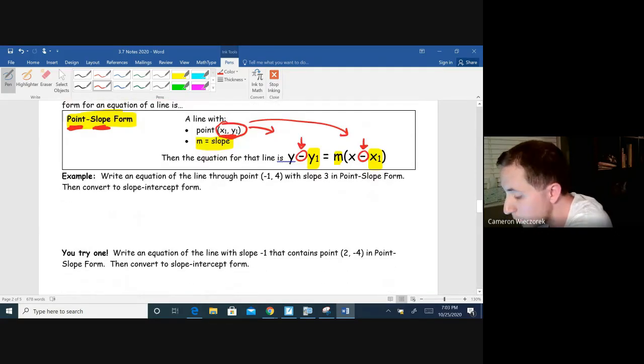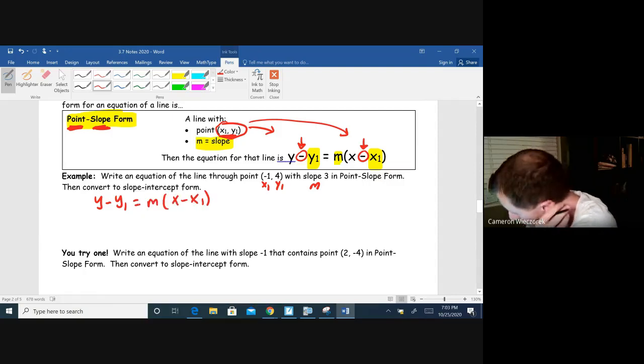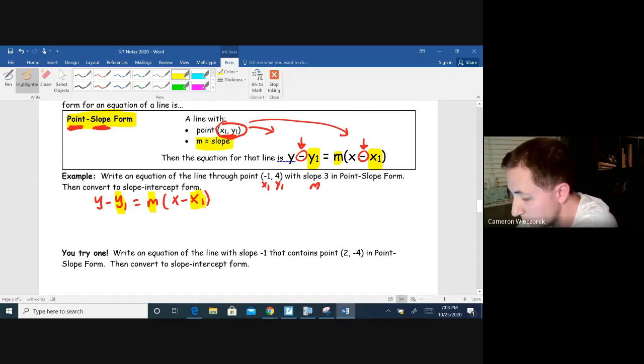So for example, if I want to write an equation of a line that goes through the point negative 1, 4 and has a slope of 3 in point slope form, first thing I'm going to do is label x1, y1. They gave me a point, and they told me the slope is 3, so that's m. I'm going to write point slope form first. Y minus y1 equals m times x minus x1. And I'm going to substitute in. There's only 3 spots you have to plug in for. Here, here, and here. The other x and the other y you don't touch.